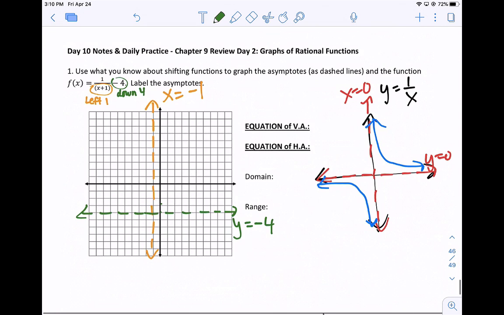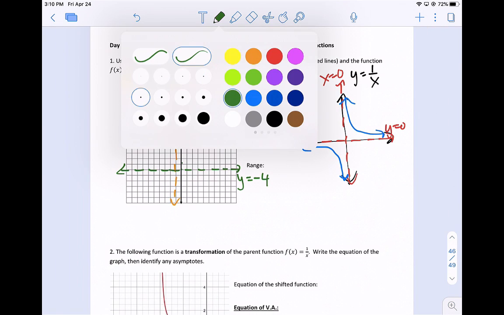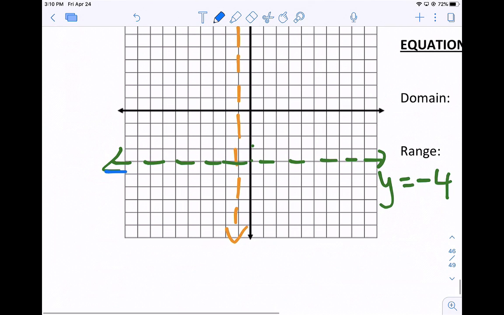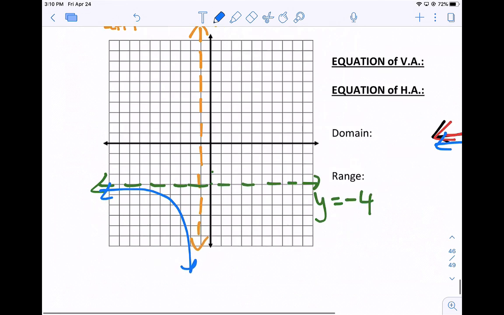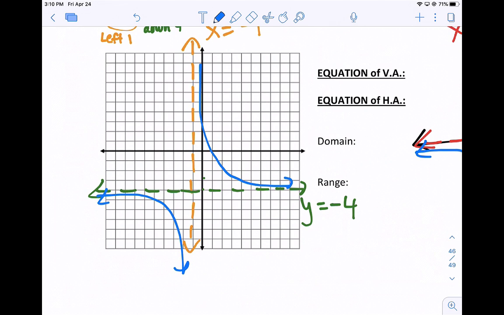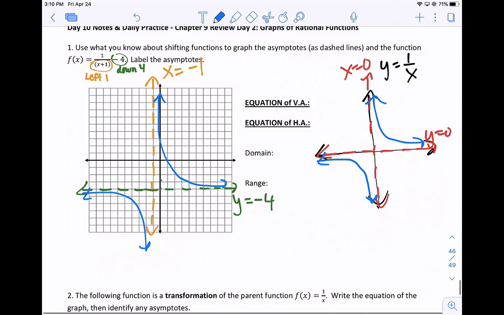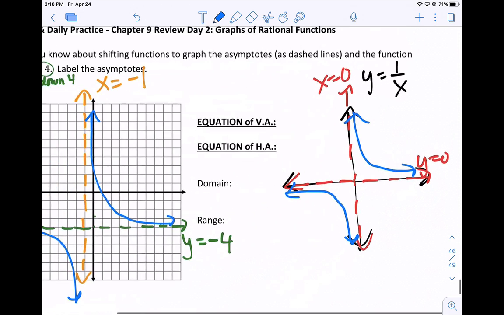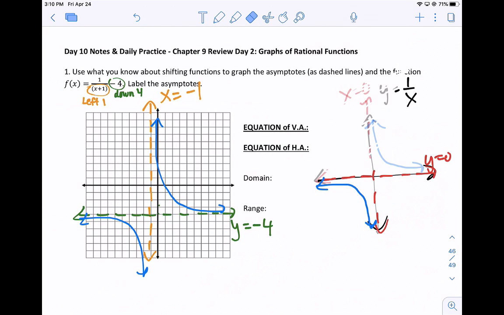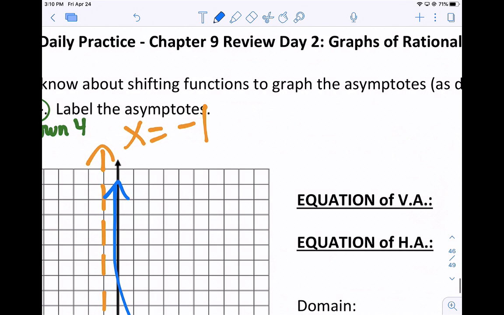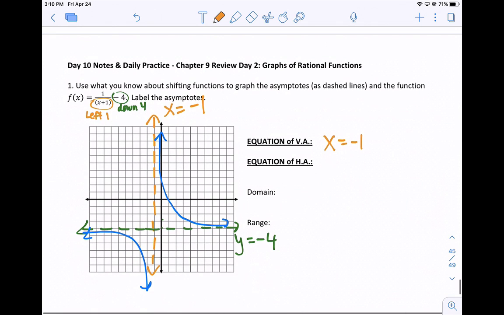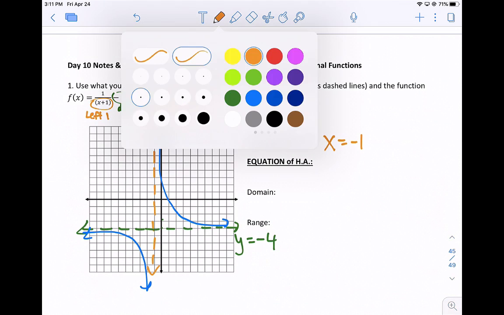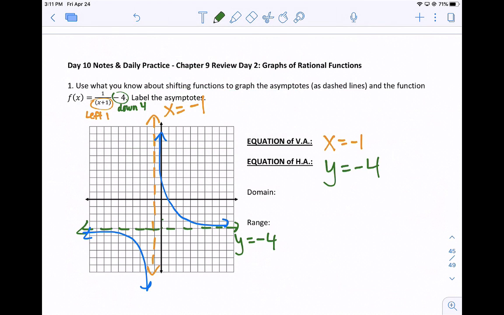And then we can graph our function, which I'll graph in blue again. And so it's going to approach the asymptotes but never quite touch. Okay, so here's what our function will look like. So it's shifted left 1, down 4 from x equals 0 and y equals 0. So now let's write the equations of our asymptotes. The vertical one is the one that goes up and down. It's the x equals. So x equals negative 1 is our vertical asymptote. The horizontal asymptote shifted down 4. So y equals negative 4.